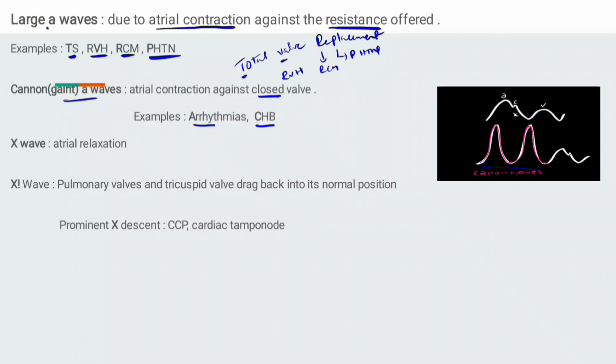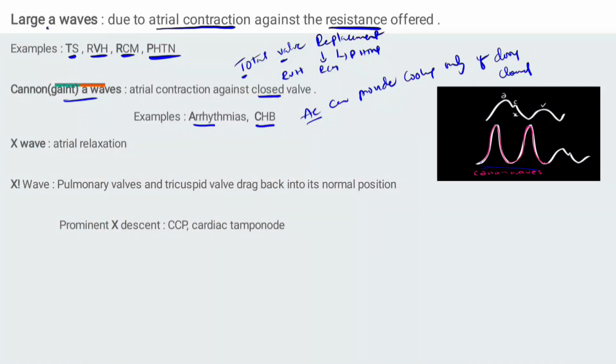We can remember this as: AC can provide cooling only if doors are closed. So here AC means arrhythmia and complete heart block, not a good mnemonic. But the next one is the X wave.